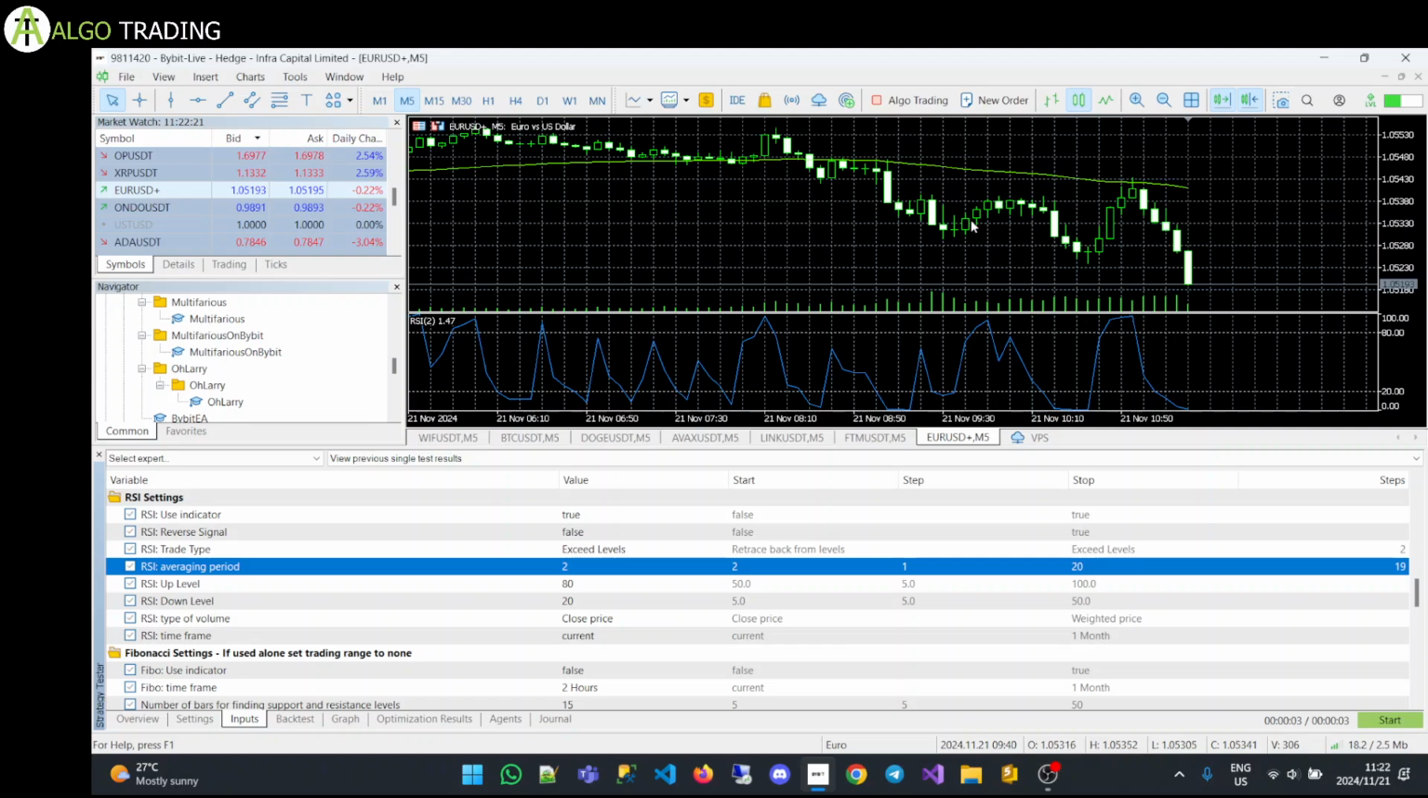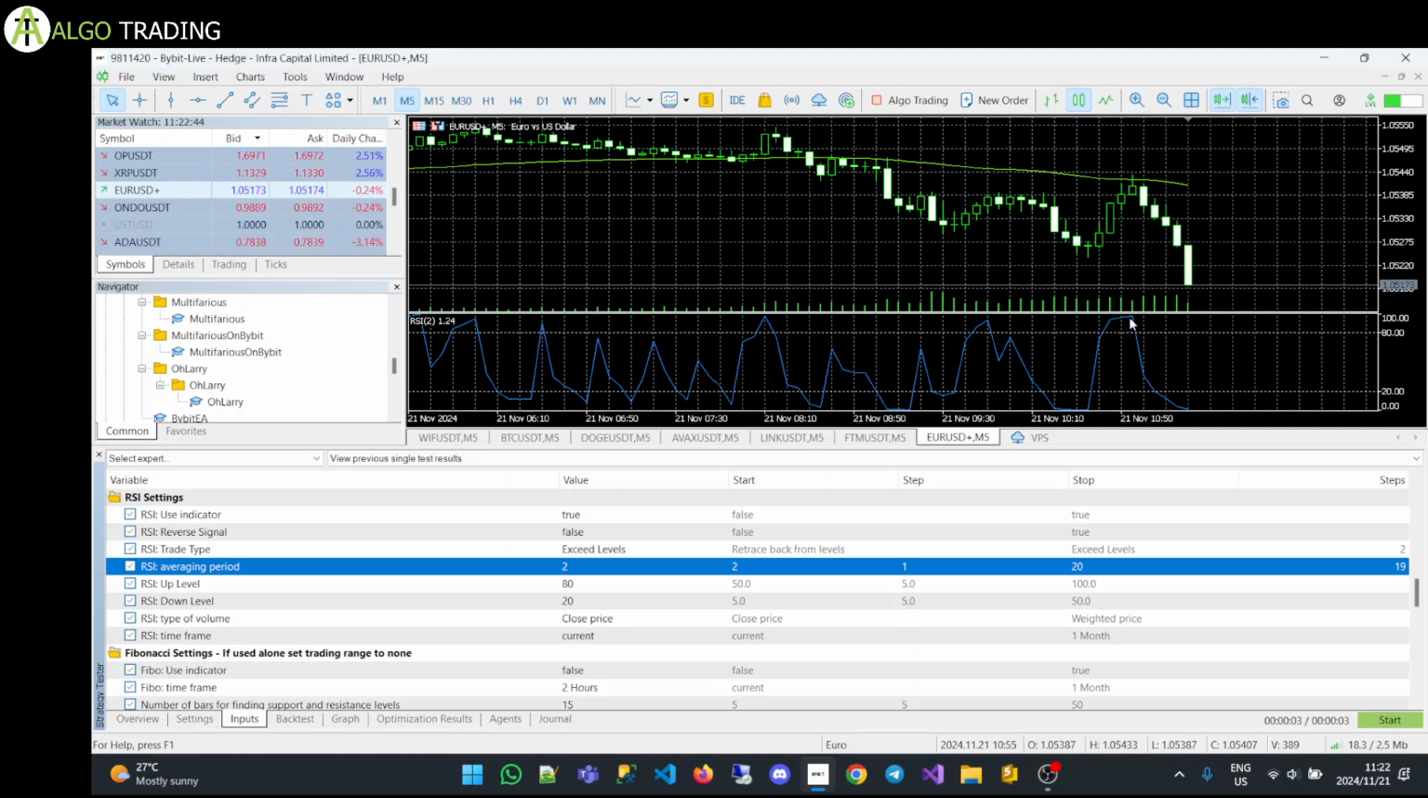But how the strategy works is that if you are in a downtrend, so if your current price is below the 200-day moving average or the 95 period moving average, and remember this is on the 3-hour chart, and the RSI goes above 80, it will look for a sell trade.